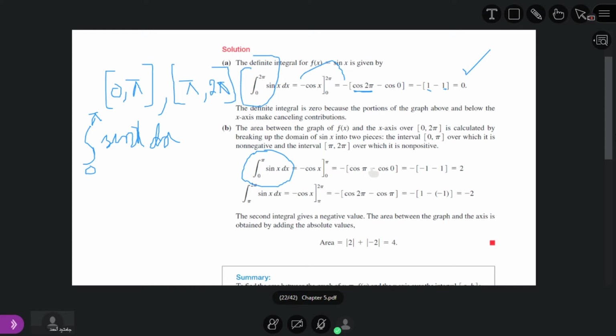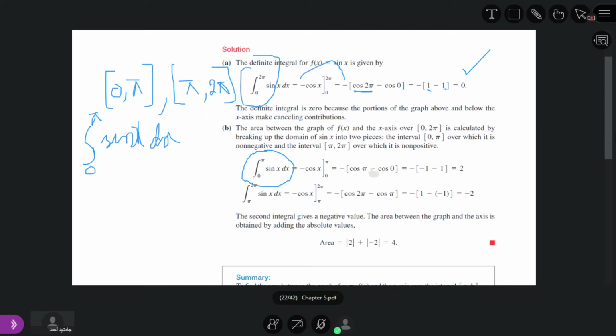So whenever we put 2 pi in the antiderivative of sine x, it is minus cosine, so minus is outside. So cosine 2 pi minus cosine pi, which is equal to 1 minus minus 1, so we get 2 and 0 minus 1. So it is equal to minus 2. These are the results of the definite integral over the subintervals 0 to pi and pi to 2 pi.